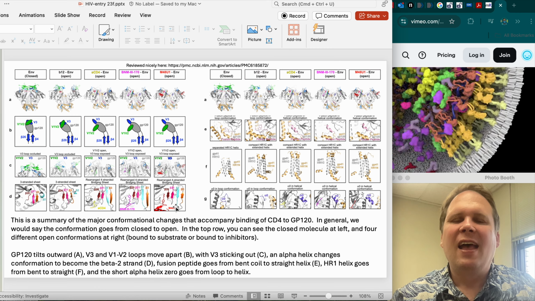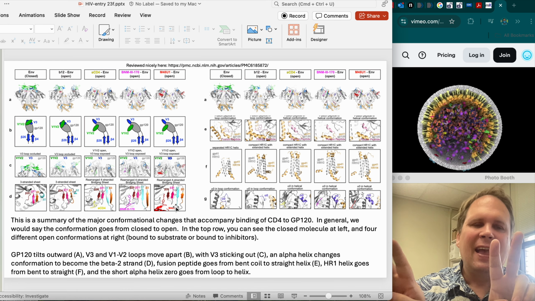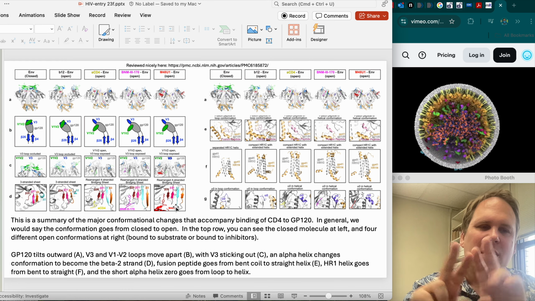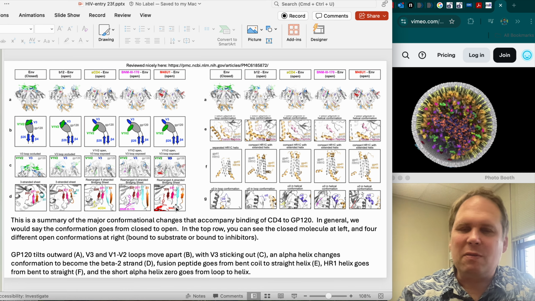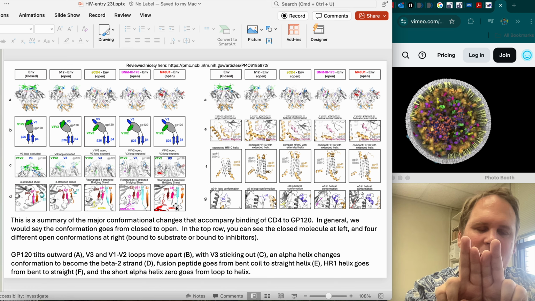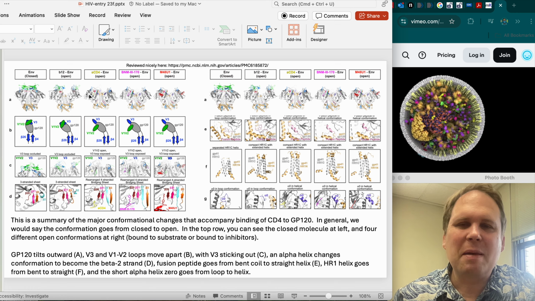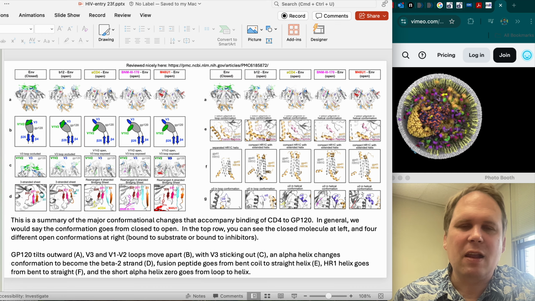Yeah. And so that's going to be the open conformation, which has the bridging sheet. The bridging sheet is like a clamping sheet, really. It's going to lock those two domains together and form a bridge between the inner and outer parts of GP120. This is the same as that. I just copied it over so you can read the columns underneath.